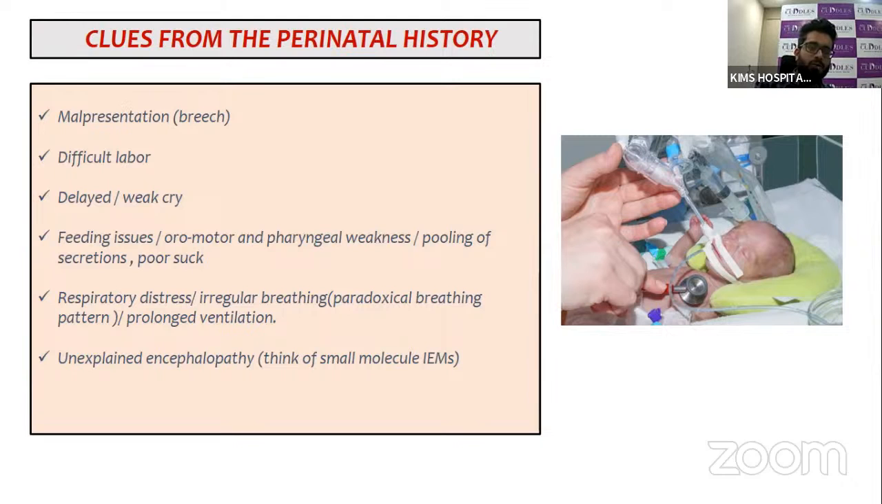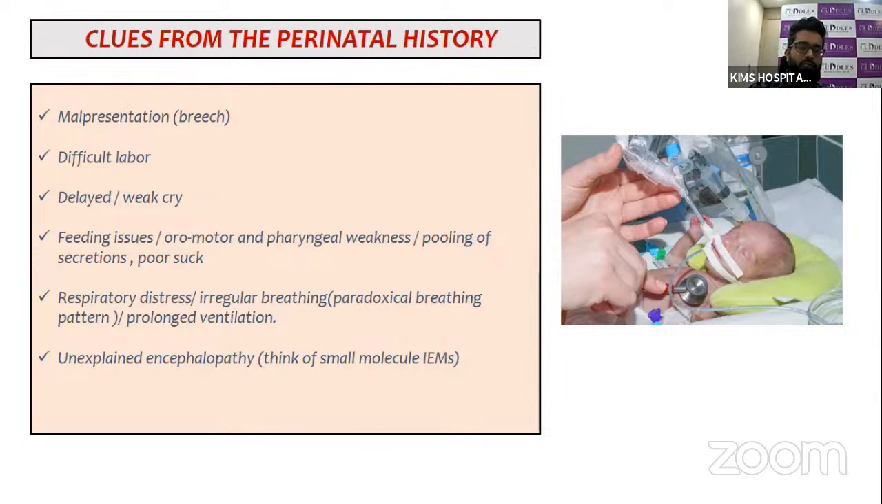Coming to perinatal history, malpresentation is an important feature, that is breech usually, and difficult labor, delayed and weak cry. This is a feature of a primary neuromuscular disorder because of the oral and the phonic muscles being very weak. And the feeding issues, oromotor and pharyngeal weakness, pooling of secretions, and poor suck are very important to identify these. You start thinking of a probable underlying etiology when you have respiratory distress but you don't know the exact cause, unexplained RD or unexplained neonatal encephalopathy, or irregular breathing. There's a paradoxical breathing pattern which is described in SMA and other neuromuscular disorders, because the intercostal muscles are more severely involved than the diaphragm. So there's a paradoxical breathing pattern and irregular respiration.